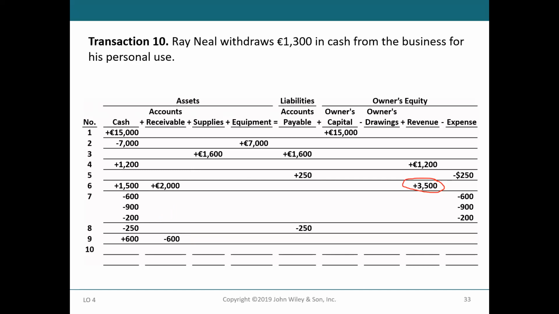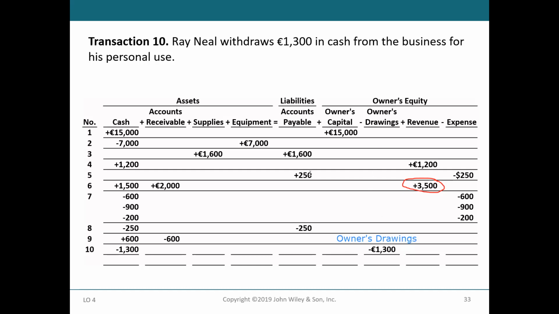So when the owner withdraws the money, cash will decrease by 1,300 and drawings will increase by 1,300. This is the drawings account, owner drawing. It is increased by 1,300. All right. When owner drawing increases, what happens to owner equity? Owner equity will decrease. So when owner equity decreases, we're going to have the minus sign there. You will see the minus sign here.